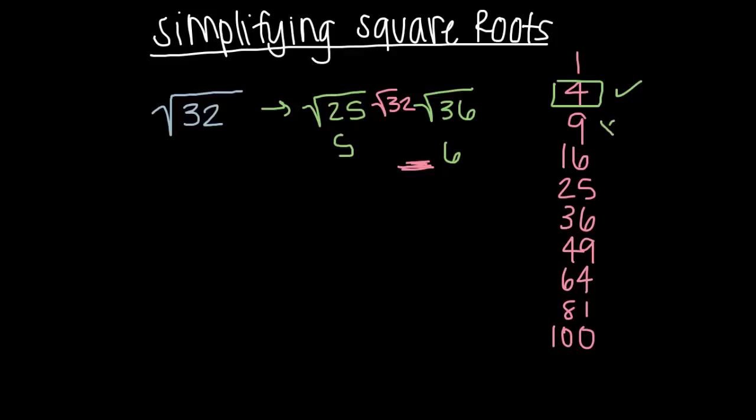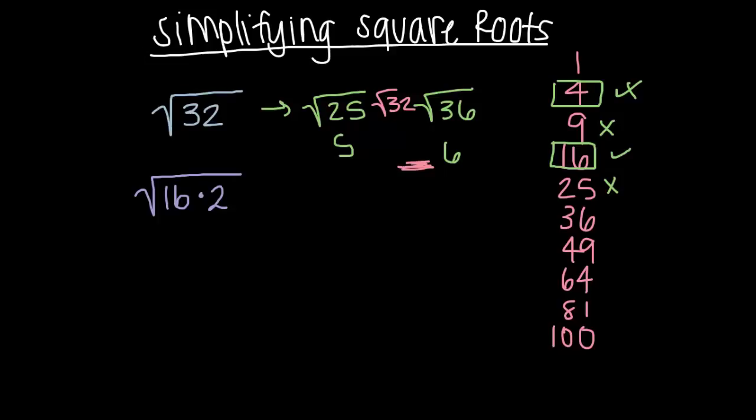9 does not go into 32. 16 does. 16 goes into 32 twice. So already now, 16 is a bigger factor than 4, so I'm not going to use 4. 25 doesn't go into 32, and 36 is too big. So my option here is going to be 16, so we're going to rewrite this here. We're going to say that the root of 32 is the same as the square root of 16 times 2. 16 is a factor of 32 because 16 times 2 is 32.